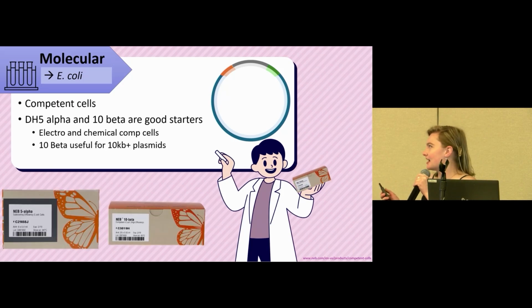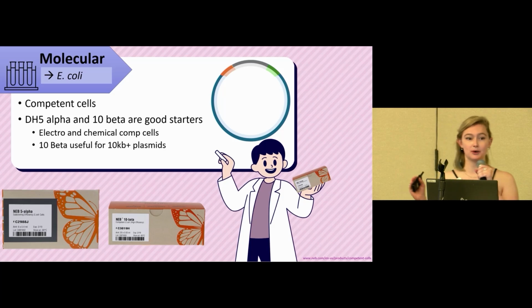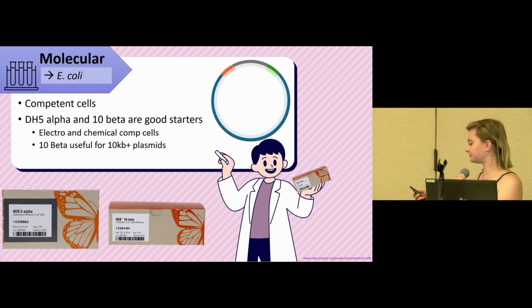So there's two that I recommend for beginners called DH5-alpha and 10-beta. 10-beta is good for any plasmids that are 10 kb or more. 5-alpha is for smaller than 10 kb. They're both available through NEB. However, you can find them at many other resources as well. This is just what I use.